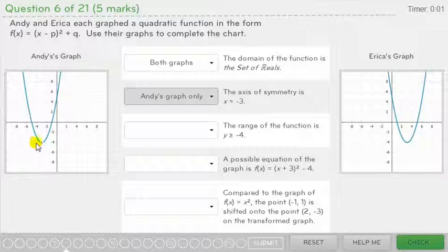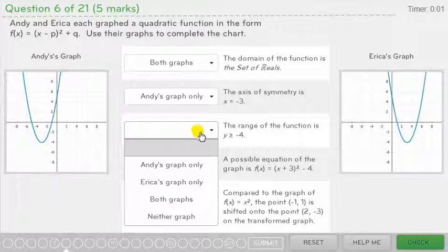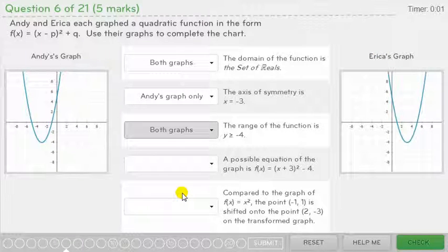The range of the function is y must be greater than or equal to -4. And our lowest point on Andy's graph is -4, and y can be any value above that, so that's going to work. And our lowest point on Erica's graph is also -4, and y can be any value above that as well. So the range for both of them is y must be greater than or equal to -4.